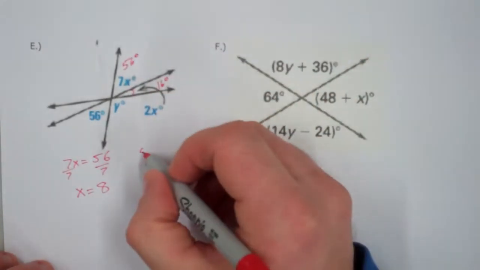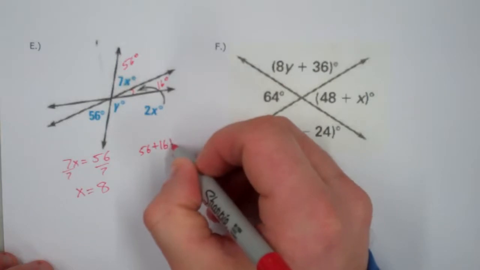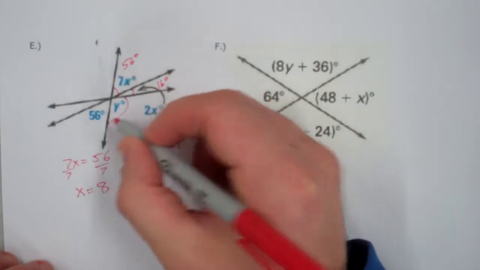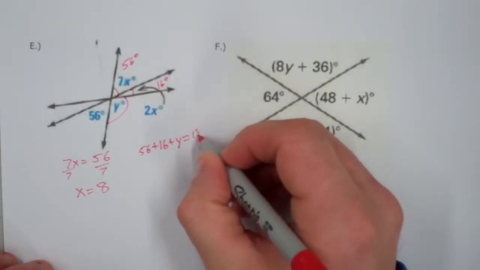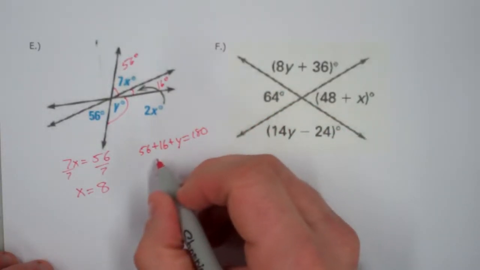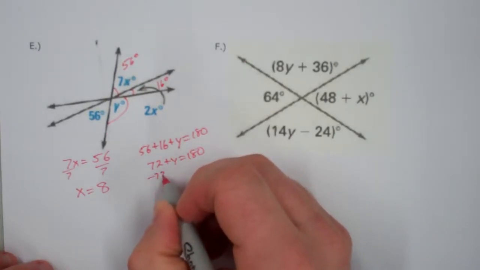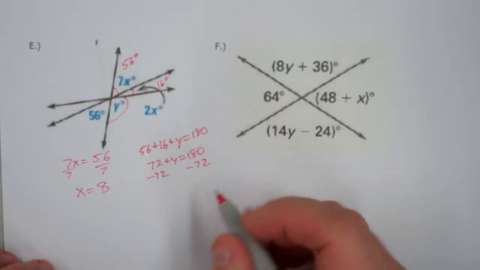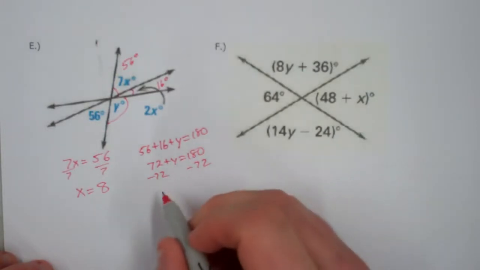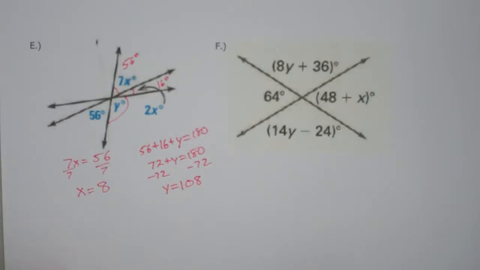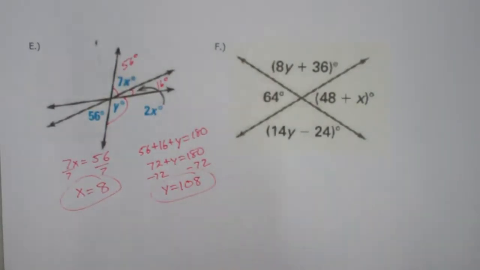And we know that 56 plus 16 plus y, this angle, plus this angle, plus this angle, must equal 180. They form a straight line. So we'll add these two together. That's 72 plus y is equal to 180. Subtract 72. And we'll get here, let's see, 108 degrees, I think. That should work out. Alright, so those are our two variable values.